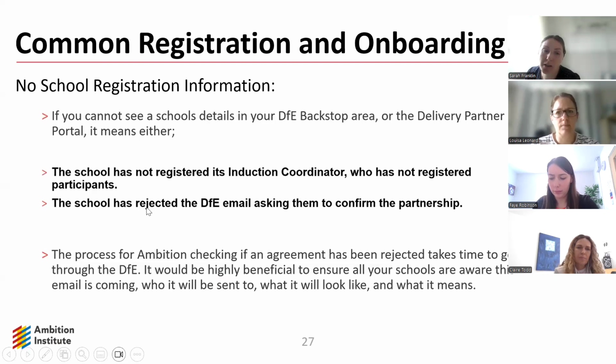The other key issue is, and I don't know how schools do this, but sometimes they do it by accident and they accidentally reject the partnership. So sometimes if they've rejected the partnership, then it can stop them from coming through as well. We will tend to flag to you if the partnership has been rejected so that you can go back and check if they meant to reject it. And if not, then they can get back in touch with the DFE to say they do want to be partnered with you.